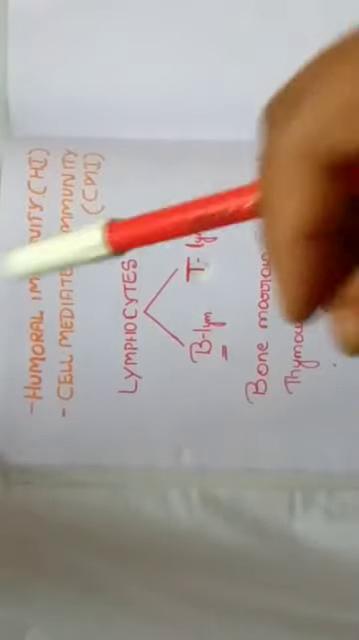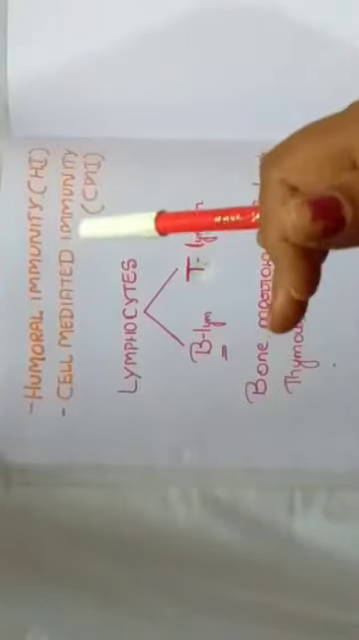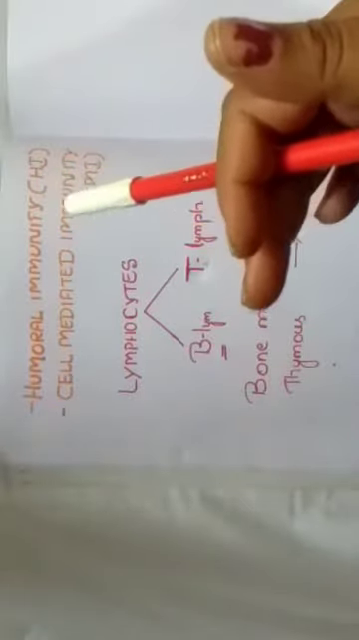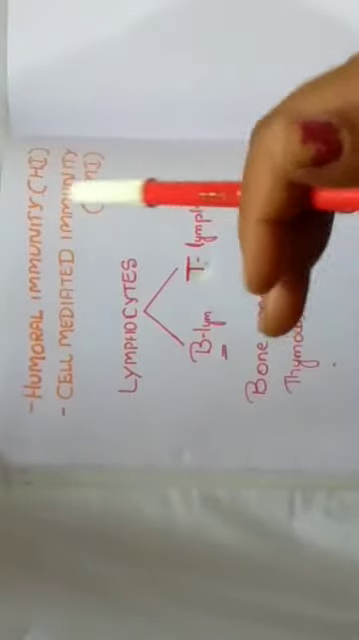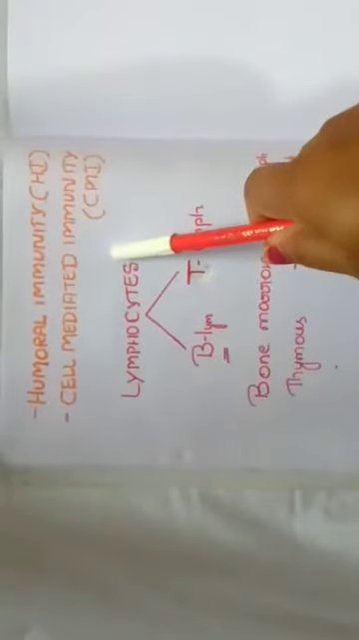Students, whenever an antigen enters our body, an immune response will be activated. The important cells produced in this immune response come from the WBC, that is, the white blood corpuscles. And among the types of WBC, the important cells are the lymphocytes.